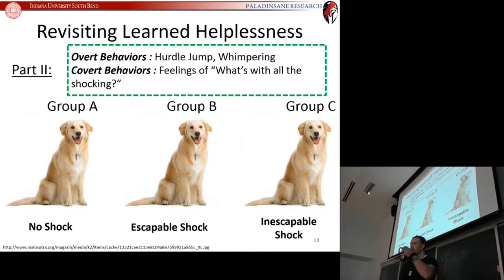So would an outcome of the inescapable shock be like their adaptation to the shock? Like they got used to it, so they stayed there instead of jumping? You can see them not move, but you can't see their feelings. Yeah, so their adaptation to it would be a covert behavior. Their ability to put up with it inside would be a covert behavior.